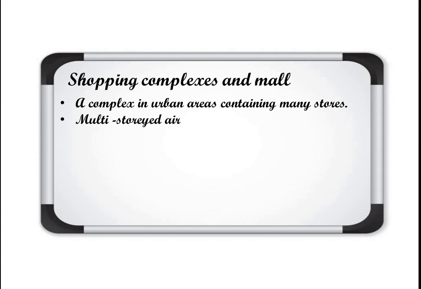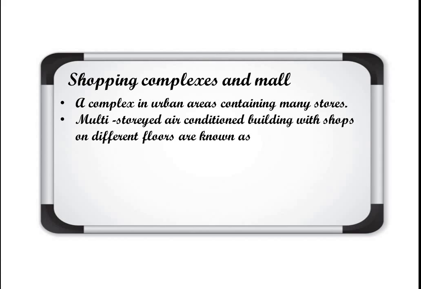Now a multi-storied air conditioned building with shops on different floors is known as a mall. In malls, the particular building has different floors, and on different floors different stores or shops are available. Even cinema halls are present there. The different play areas are also present there. Clear? So a multi-storied air conditioned building with different floors is known as a mall.